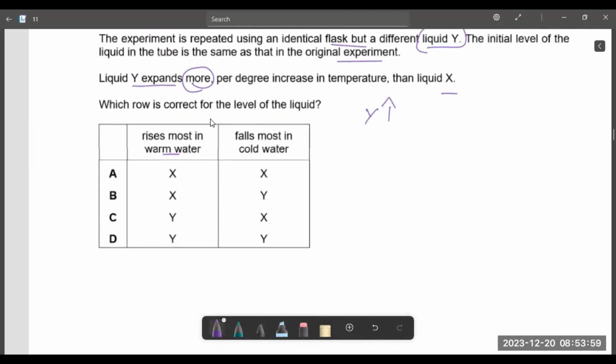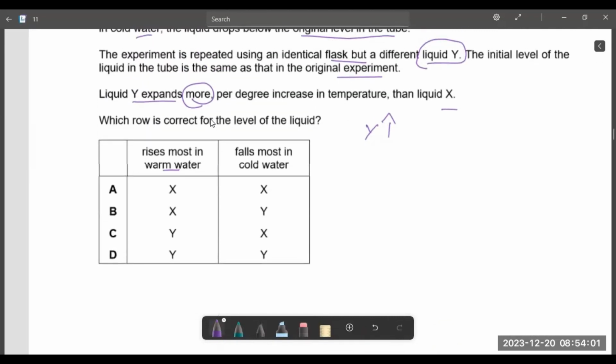So here, as Y expands more, the rise of Y in warm water will be higher and the fall of Y in cold water will be higher. And the right answer is D.